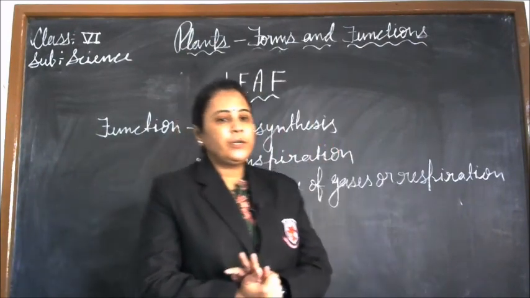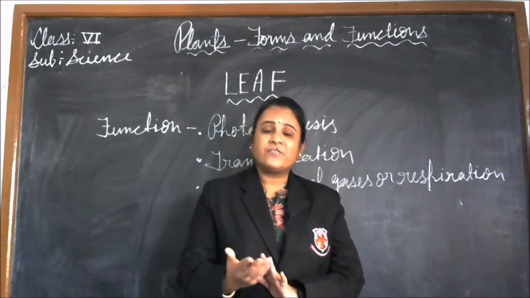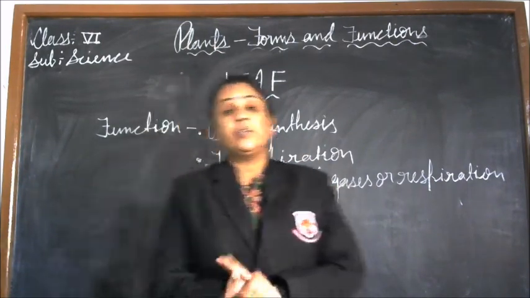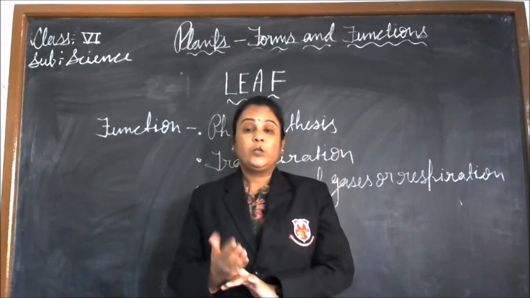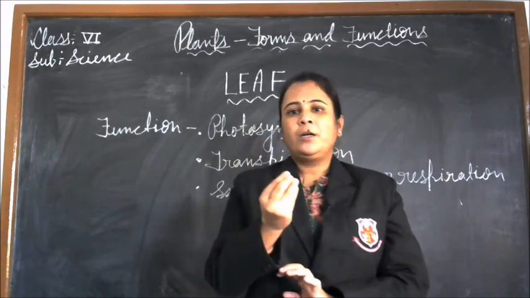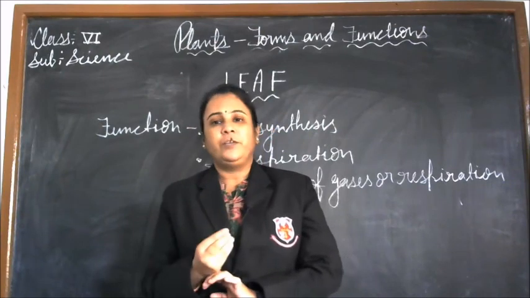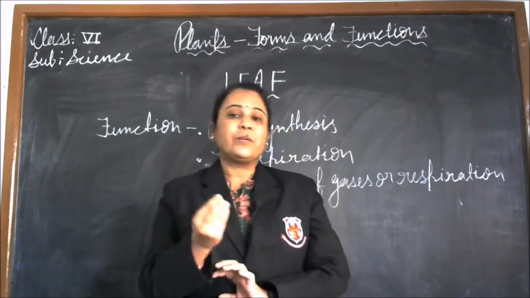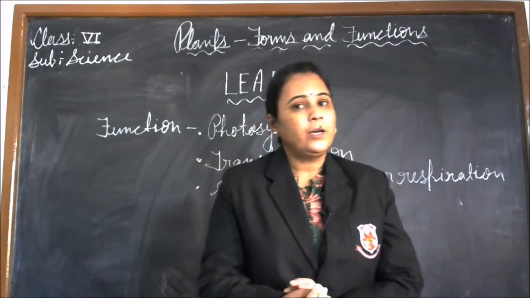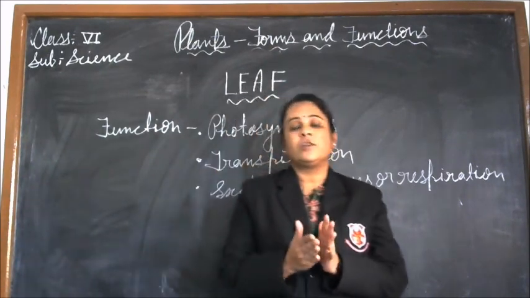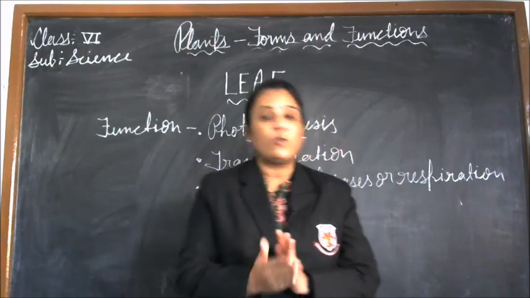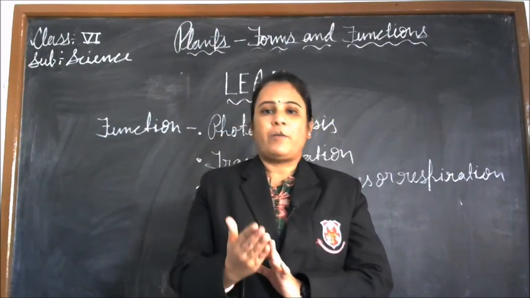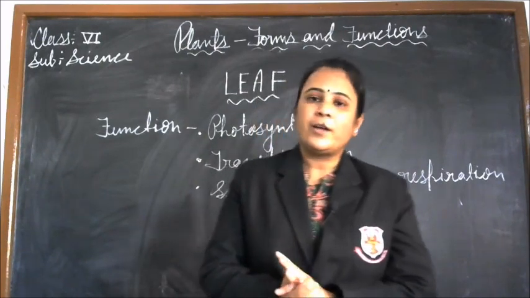Students, the next function of the leaf is transpiration. The loss of water through the stomata that are present on the surface of the leaf, tiny pores. Stomata are tiny pores present on the surface of the leaves. So the loss of water through the stomata in the form of water vapor is called transpiration.